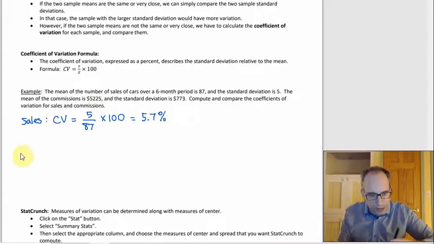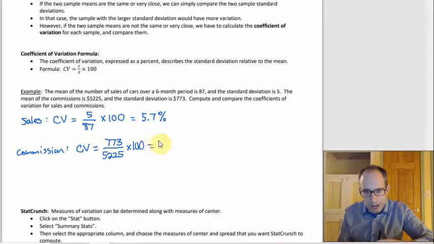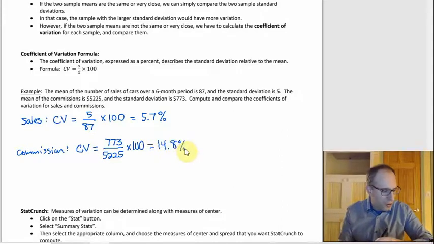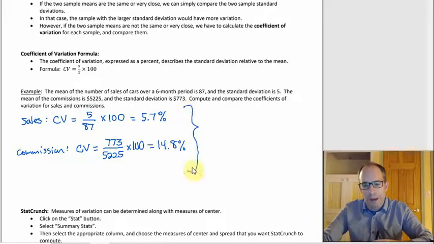And then the commission, we can do the same thing. So there the coefficient of variation would be 773, our standard deviation, over 5225, which is our mean. And then we're going to multiply that by 100. And what you get there is about 14.8%. So this is a lot bigger, right? 14.8 is a lot bigger than 5.7. And now with these, we can do the direct comparison.